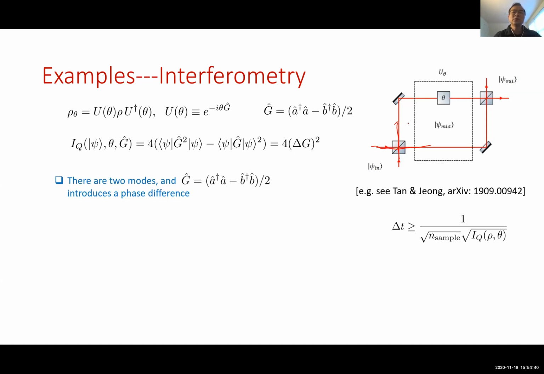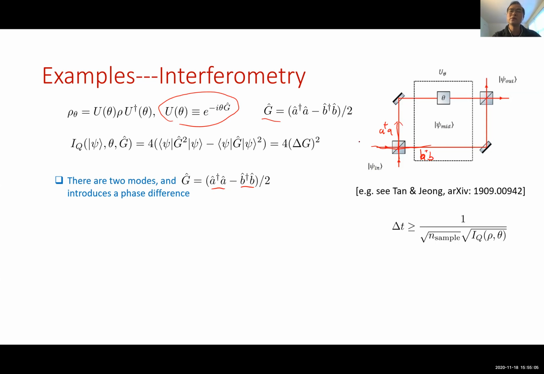And we're going to consider G to be the difference of the two numbers. So a dagger a, for example, a will be in this direction, and b is in this mode. So that generator will generate a phase difference between the two paths, right?